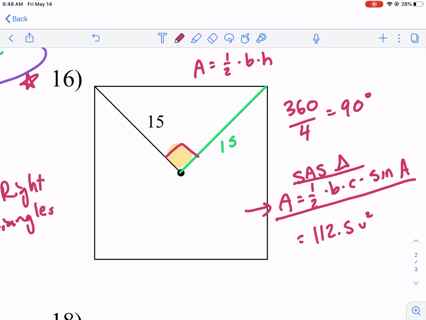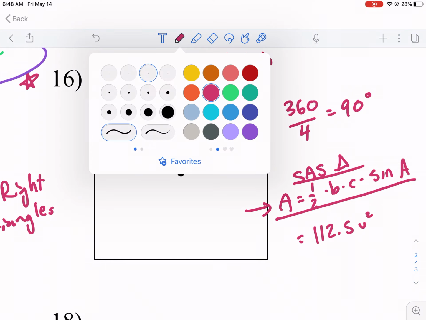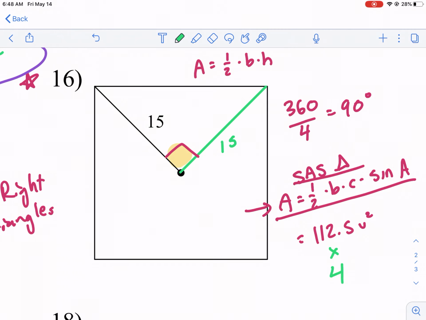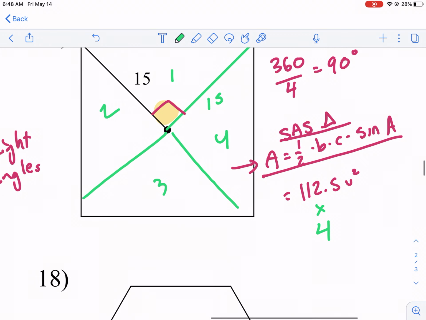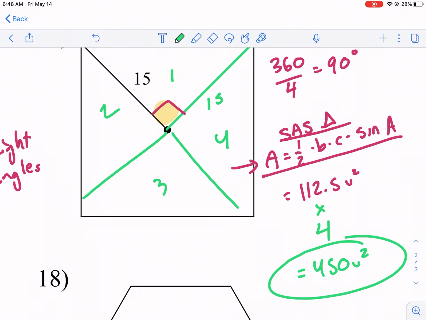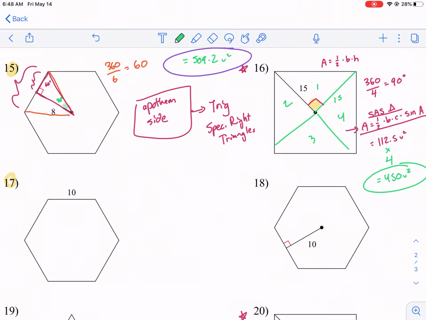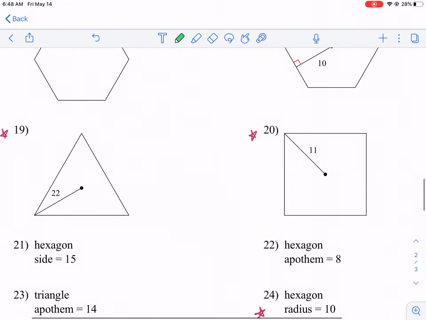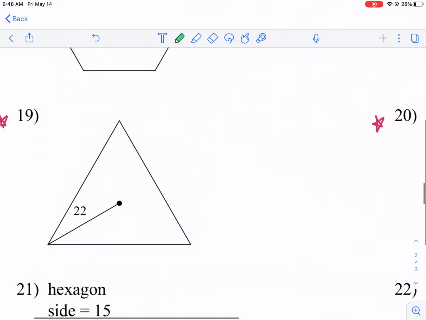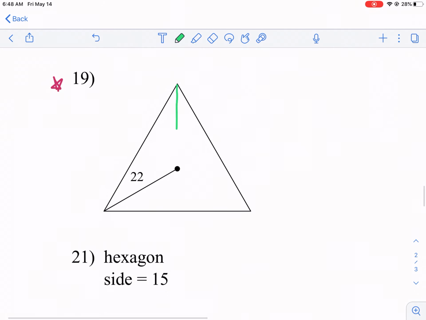Now, that's not our answer. We need to multiply this by 4 because there are 4 of these triangles. 1, 2, 3, 4. So we multiply that by 4, and we get 450 units squared. That's our final answer. That is way faster. I don't care who you are, I'll debate you on this one, but that is way faster than finding the apothem. Let's go to the next one and see how fast it is.